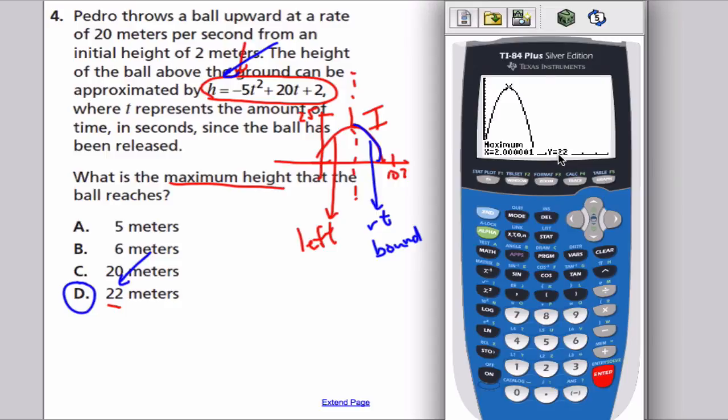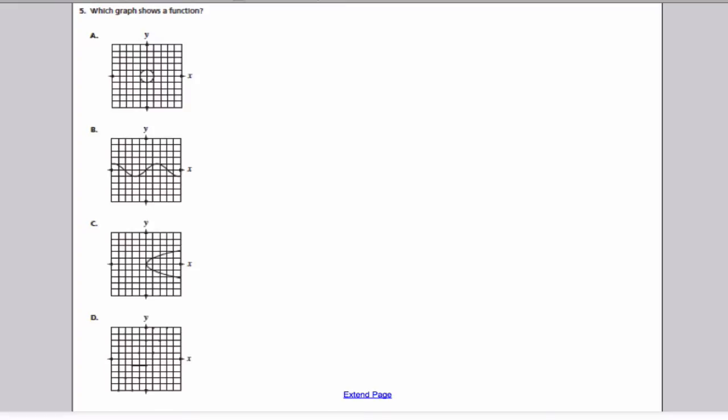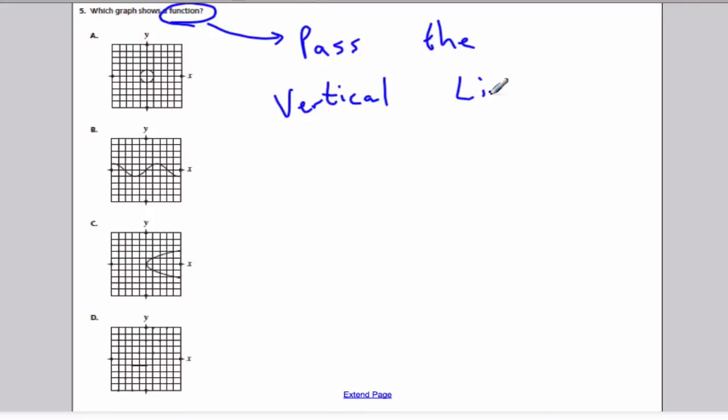Now in this case, a graphing calculator is your best friend to try and work through one of these types of problems. Number 5, which graph shows a function? A function. And if they give you the graphs, that's a nice thing. What they are asking you to do is, does it pass the, what we call, vertical line test? If I can draw a vertical line and I ever hit more than one point, then we do not have a function.